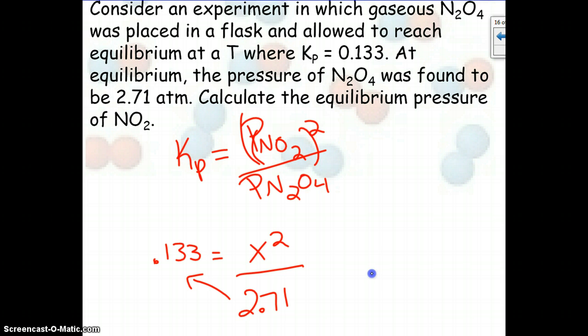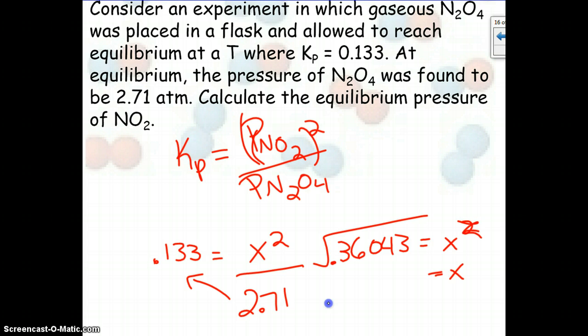So we'd cross multiply, and we would get 0.36043 is equal to x squared, and then we'd square root it. That would give us x is equal to 0.6 atmospheres. So the partial pressure of the NO2 at equilibrium is 0.6.